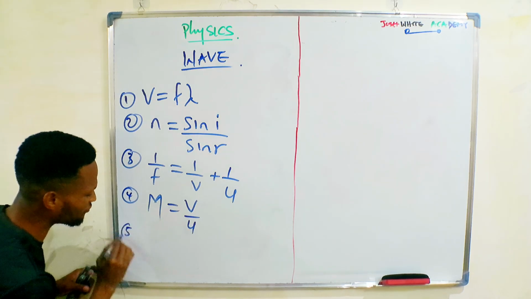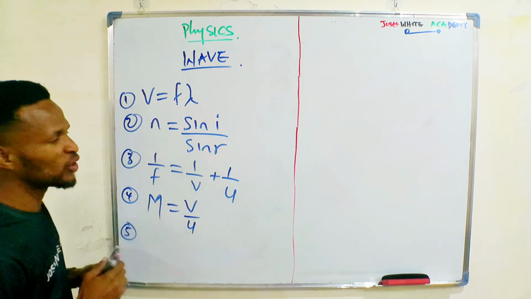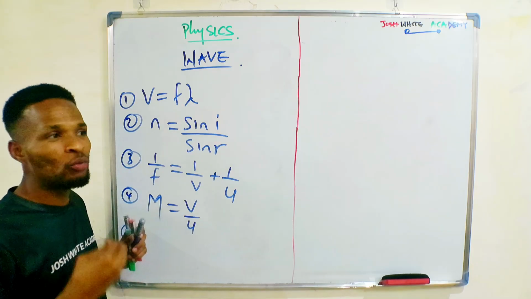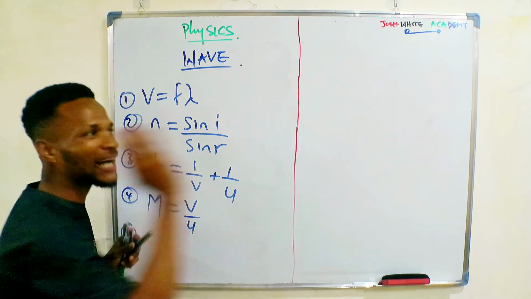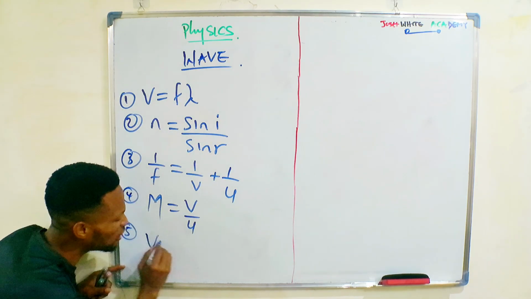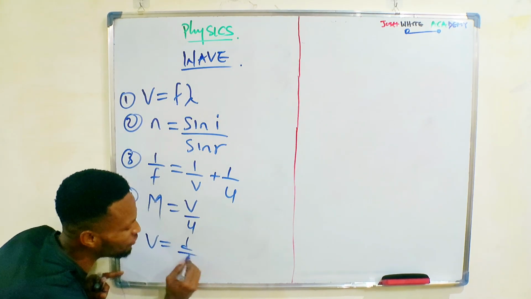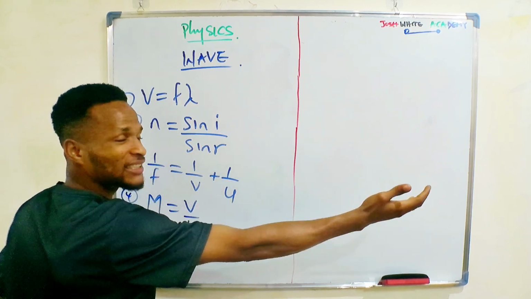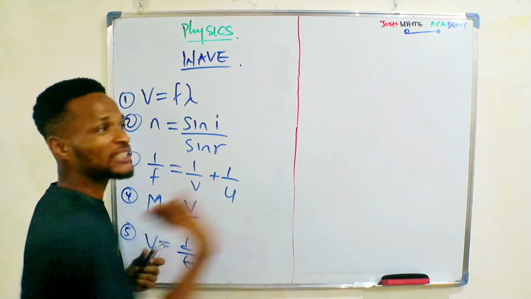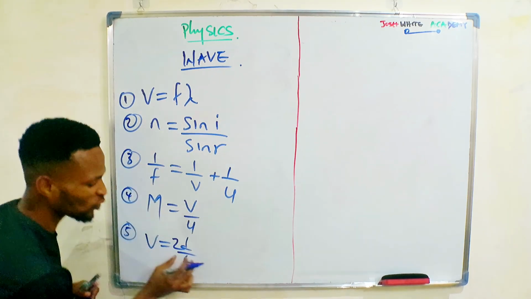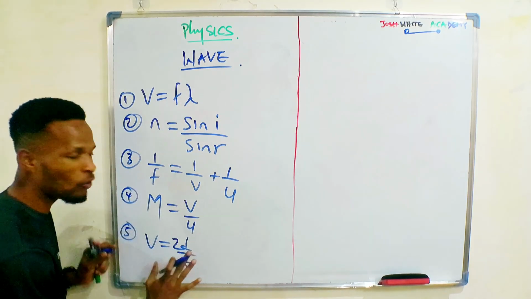Number 5, when you are being asked regarding echo. Someone speaks, it goes to strike the wall and returns to the person. In that case, velocity is not just distance over time, because if I stand here and I speak, it strikes the wall and comes back. So the distance is times 2. Most times we use it as 2d all over time. That's the formula for echo.